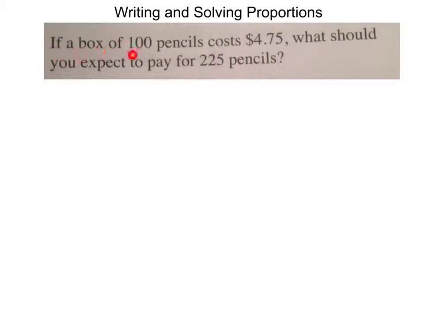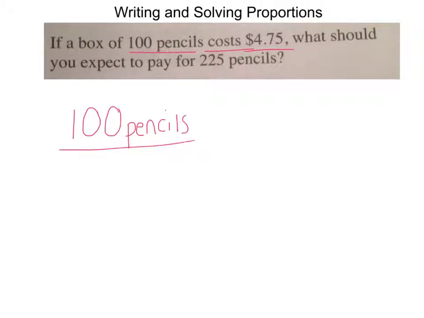If a box of 100 pencils costs $4.75, what should you expect to pay for 225 pencils? Okay, first I'm going to look to identify the rate that we're given, and I see that 100 pencils is $4.75. That's going to be one part of my proportion. It doesn't matter if you put pencils on top or dollars on top, just so long as you include your label and again you're consistent across your proportion, like we were in the last one.